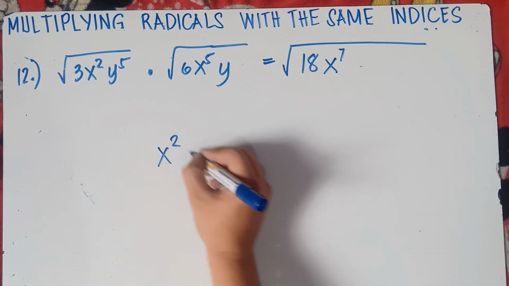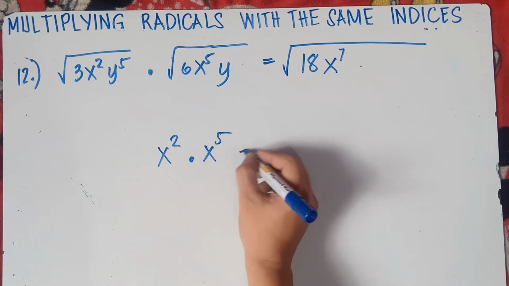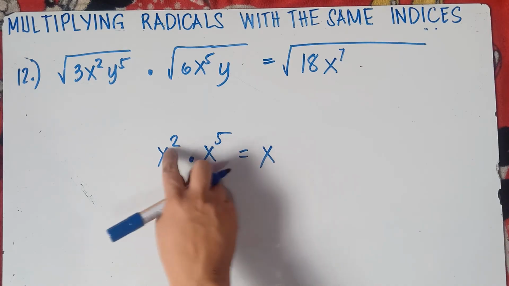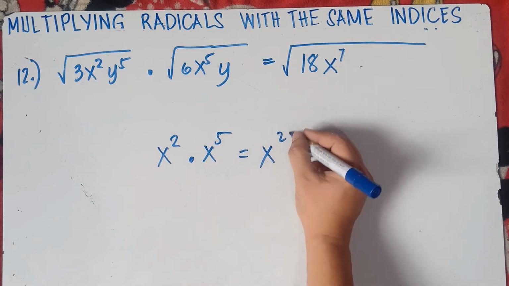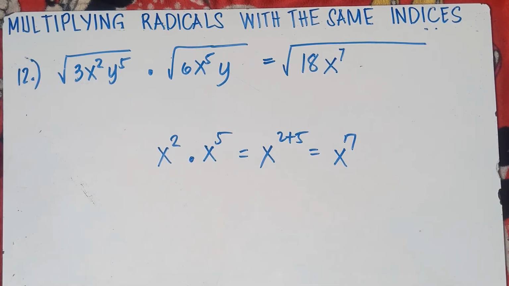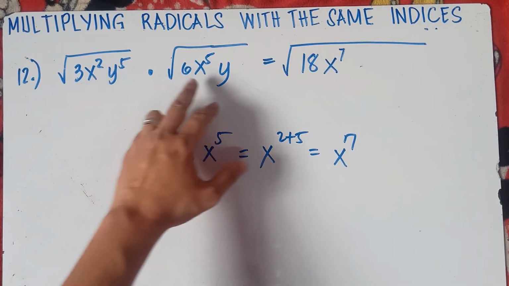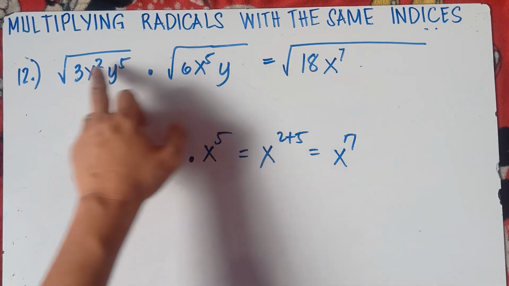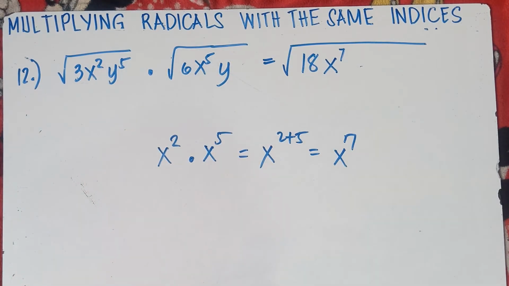Once again, class, x squared times x raised to the power of 5. If they have the same base, simply copy the base. Then you will add the exponent. 2 plus 5. So this will be x raised to the power of 7. I hope you remember this one, class, and the laws of exponent. In multiplying same base, simply copy the base, then you will add the exponent. 2 plus 5, that is 7.